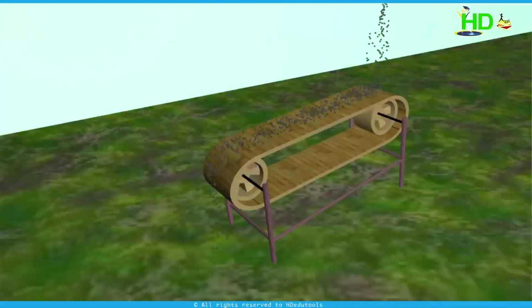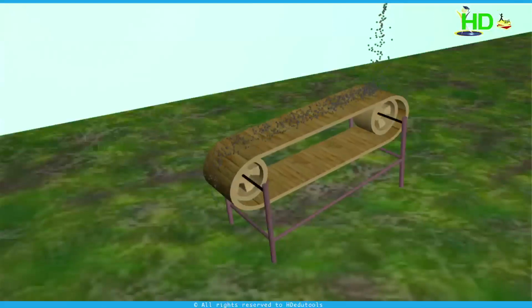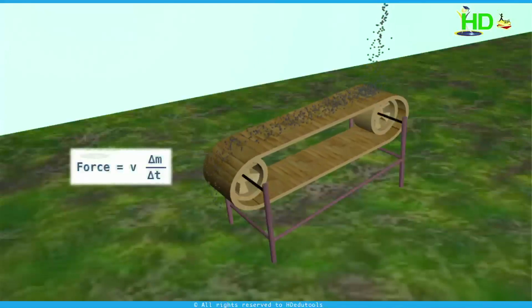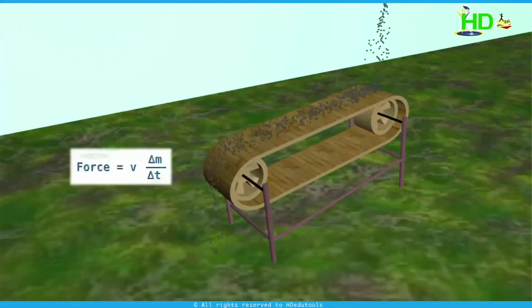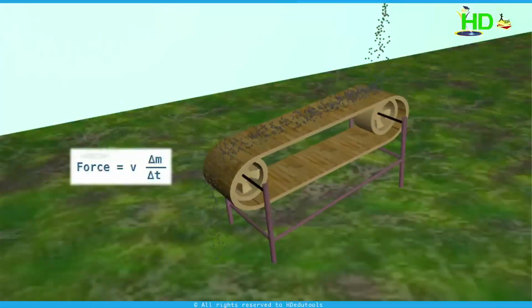When mass is falling on the belt, the velocity will automatically decrease because of this excess mass. To carry it, again we have to apply an external force. In this case, the force required is nothing but V into delta m by delta t, that is, velocity into the rate of change of mass.